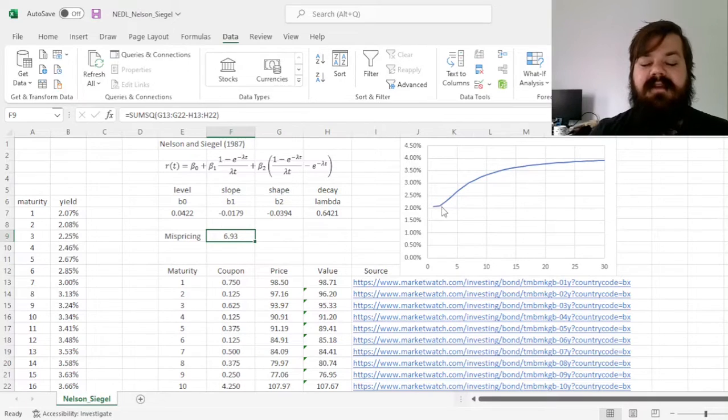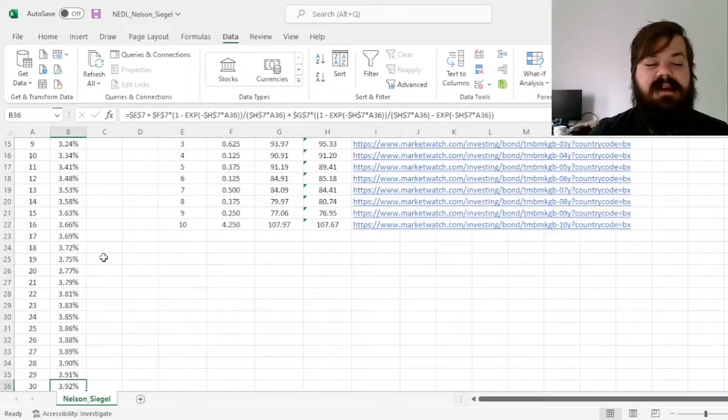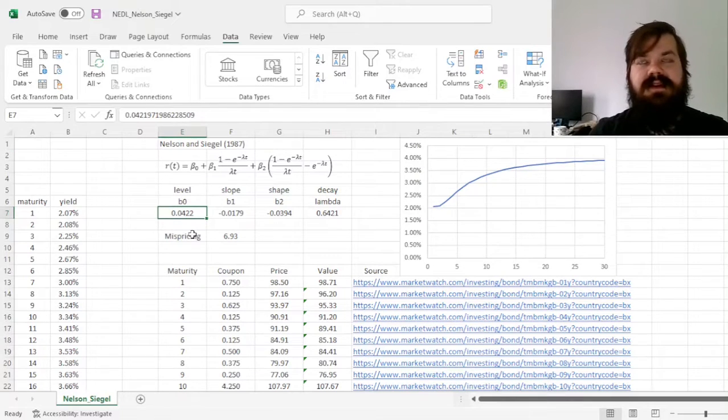It is slightly flat to start with, and then it becomes positive, and it converges to a long-term value of 4.22%, as we can see by looking at the longer-term yields. So if we change this yield to, for example, a 100-year yield, you can see how much closer to 4.22% the long-term value it goes.